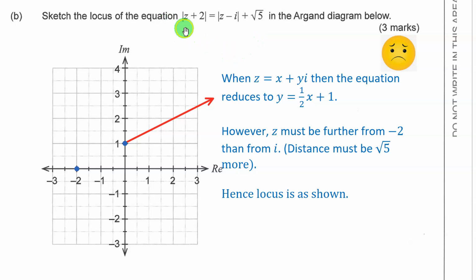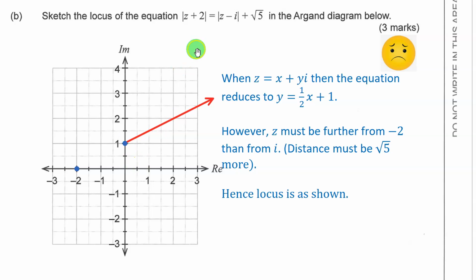If we read this as the distance of z from the point -2, which is over here, is equal to the distance of z from i, which is here, plus √5. And we think, so z has got to be √5 further away from this point than from this point. And we think, how does that help? Now, it helps if you spot that the distance between these 2 points is 2 across and 1 up. So if we go 2 squared plus 1 squared square rooted, we get √5.